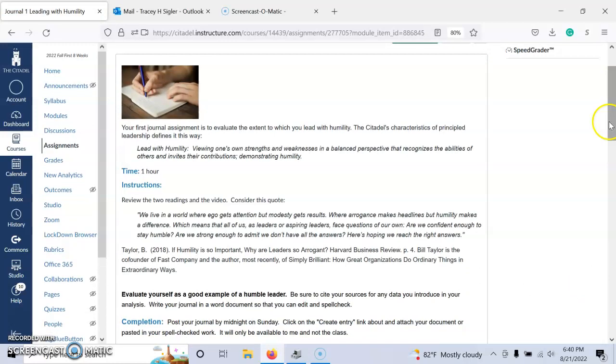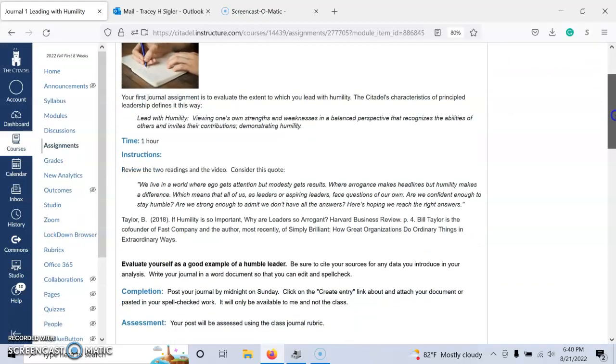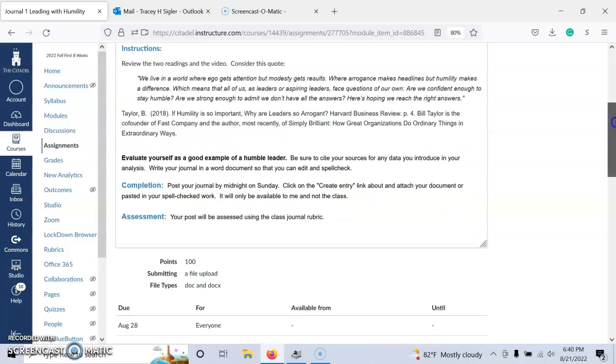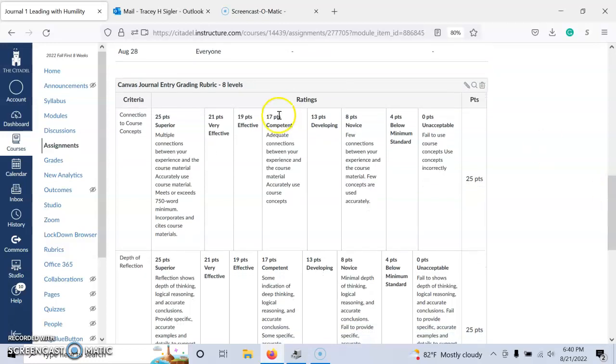And so this week we're going to look at the first characteristic of principled leaders, which is leading with humility. So here's a definition. Take a look at the readings and the videos. Think about this quote and then evaluate yourself as an example of a humble leader. Okay, so this is pretty wide open. Usually there's some more specific questions, and take a look at the rubric as you're preparing.